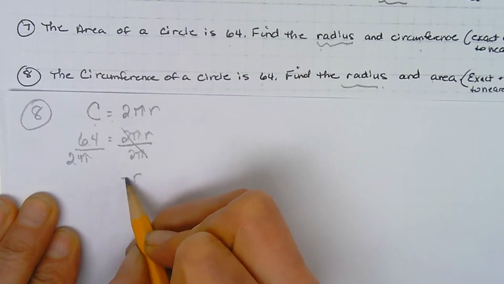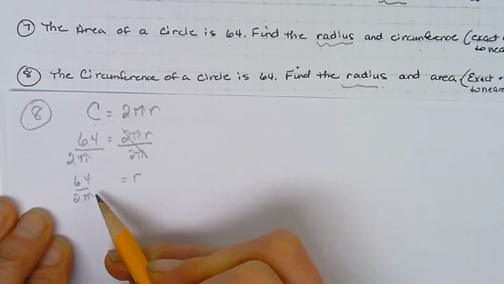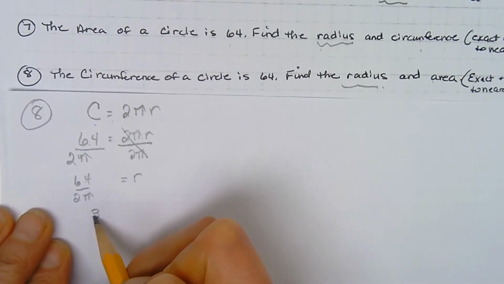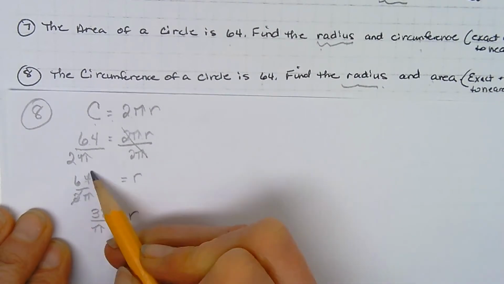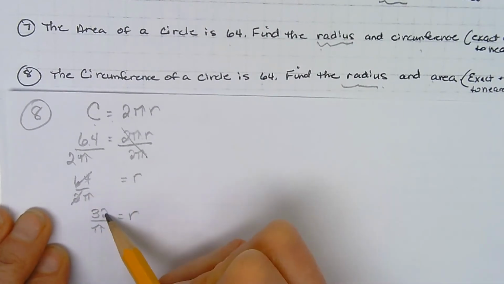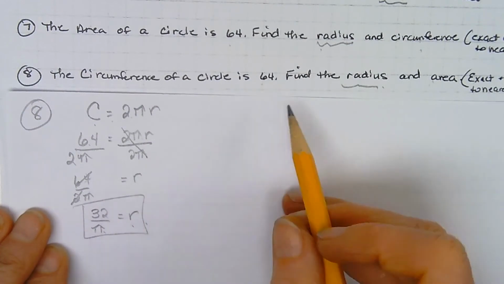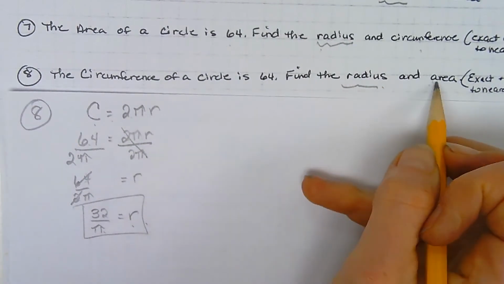So r equals 64 over 2 pi. This can be reduced. 64 and 2 can be reduced. That would be 32 over pi equals r, right? We can divide both by 2, and I get 32 over pi equals r. And there's the radius for this circle.